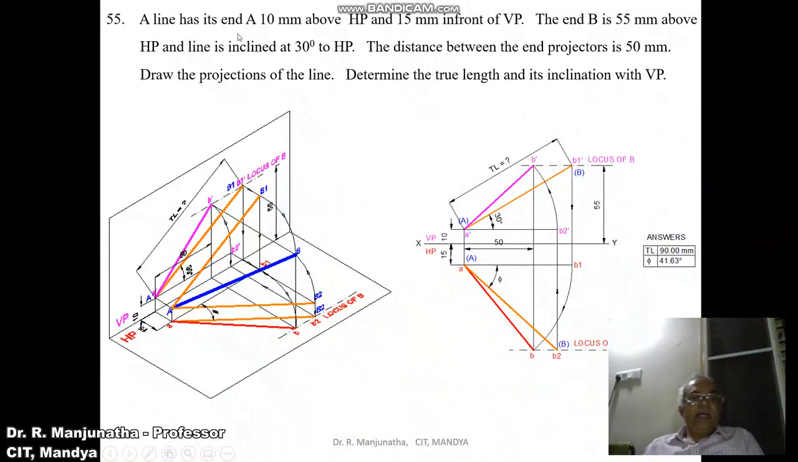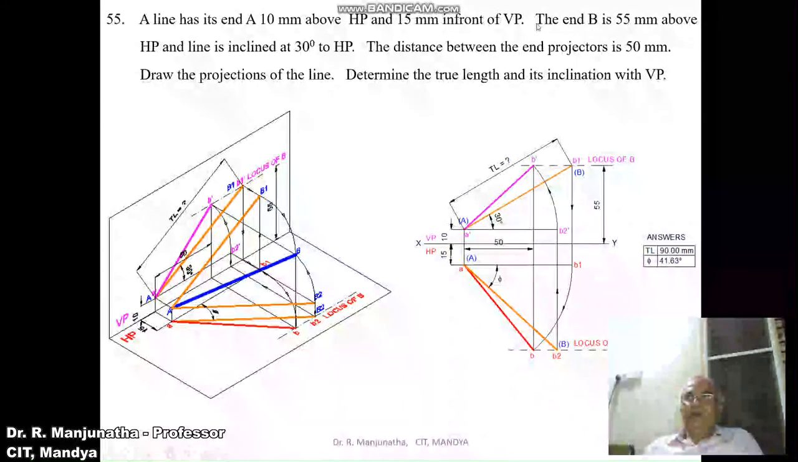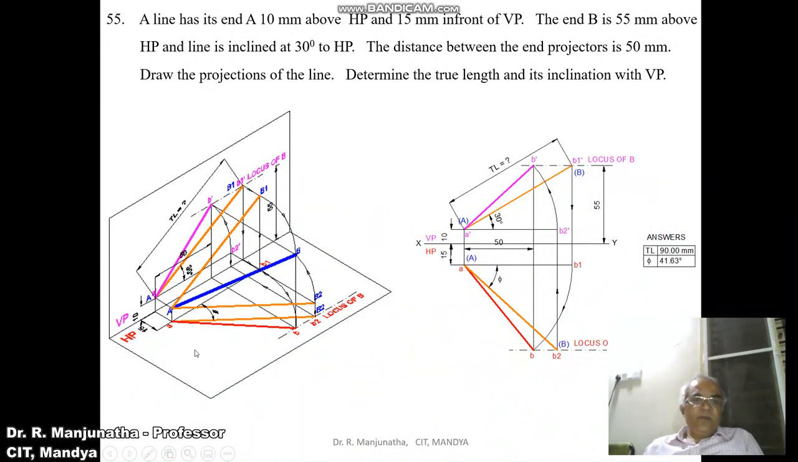So here a line has its NDA 10 mm above HP. So when you look from the front view, you can see the distance 10 mm above HP. When that is projected, it will be seen on the vertical plane, so which is 10 mm above HP. And 15 mm in front of VP. In front of VP will be seen in the horizontal plane. So when you look from the top view, we can see the distance in front of VP. So that distance, when it is projected, it will go and falls on HP. So you mark that point as small a. And this as A dash.